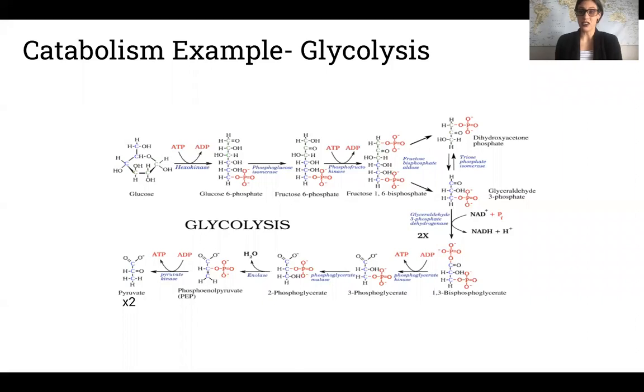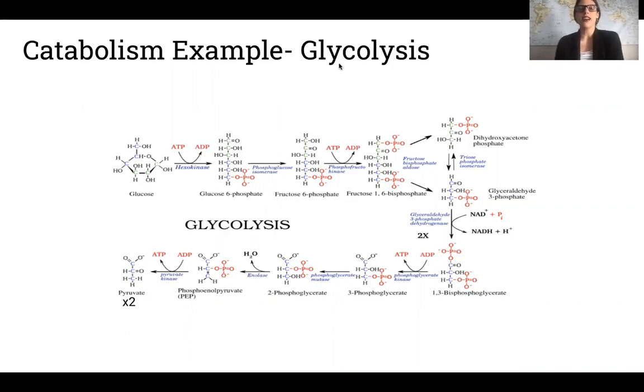You're not going to need to know these exact processes. So each of these 10 steps in the case of glycolysis, you do not need to know that. If you're moving on to an advanced nutrition class, yes, then you will need to know it, but for the purposes of this class, you will not need to know these processes.